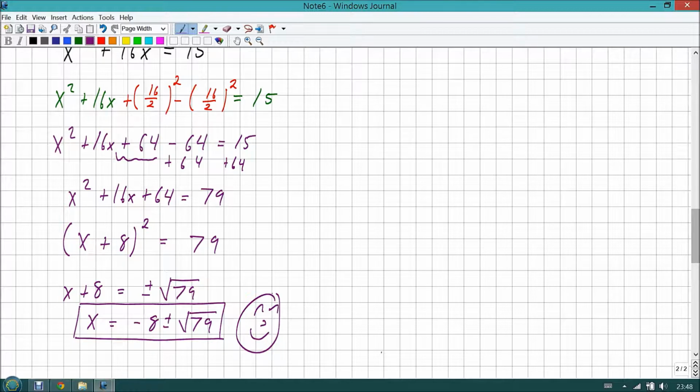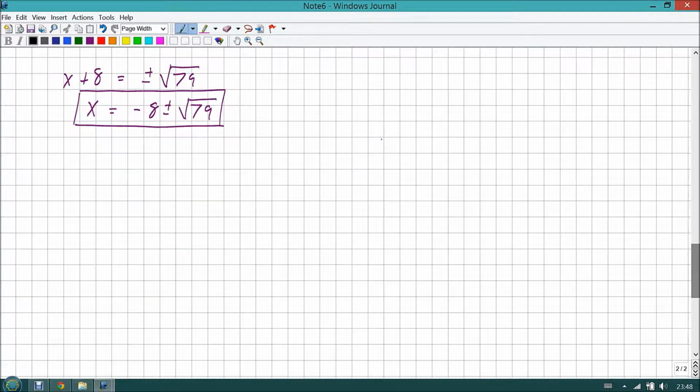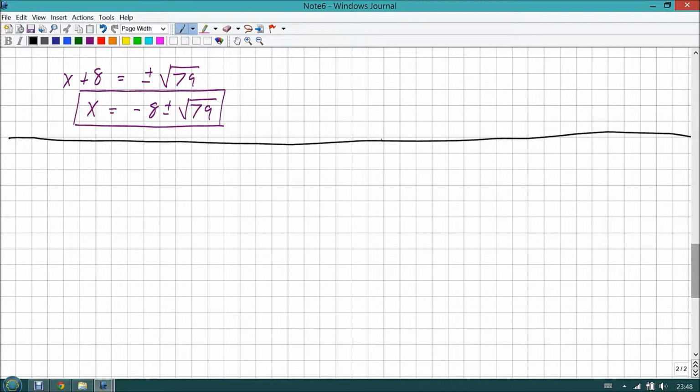Whereas if I moved on and I took the square root of 79 and then I added it and subtracted it from negative 8, then I would end up with estimations, not exact answers. You can always take an exact answer and turn it into an estimation, but you can't always take an estimation and turn it into an exact answer. It's kind of like beef jerky. You can make beef jerky from beef, but you can't take beef jerky and turn it back into beef. It's kind of a one-way street.